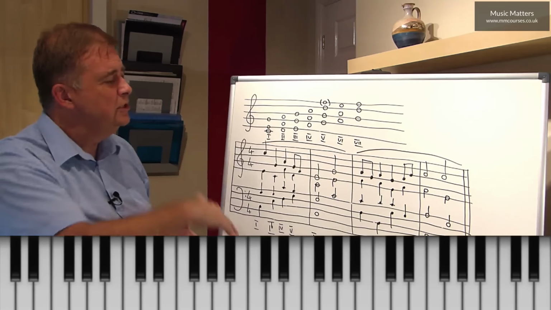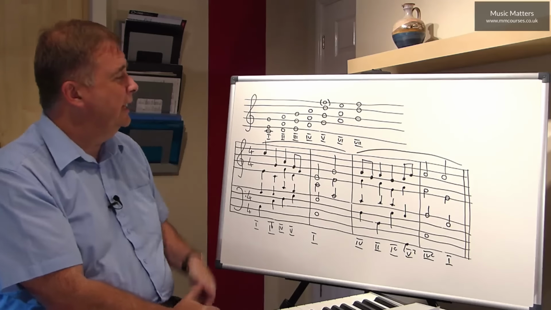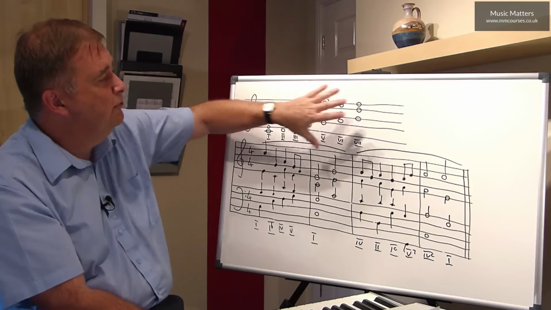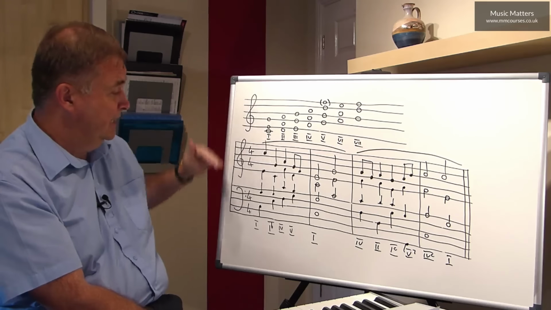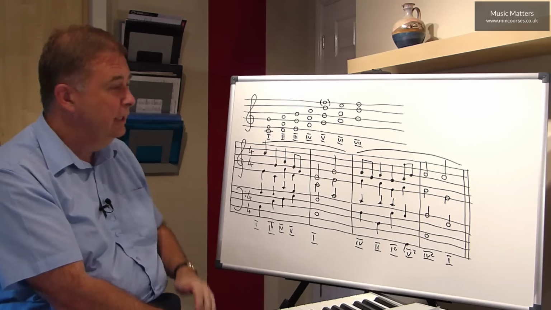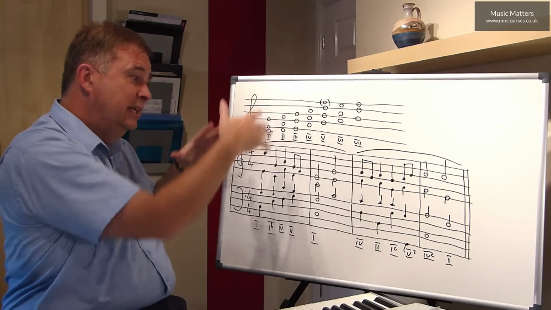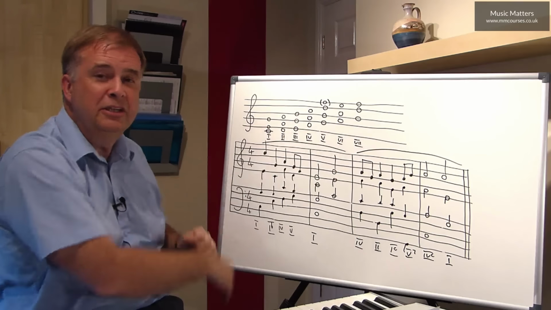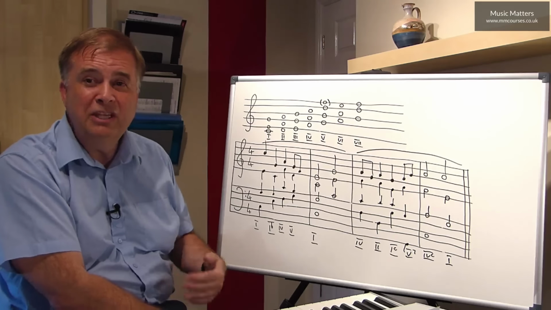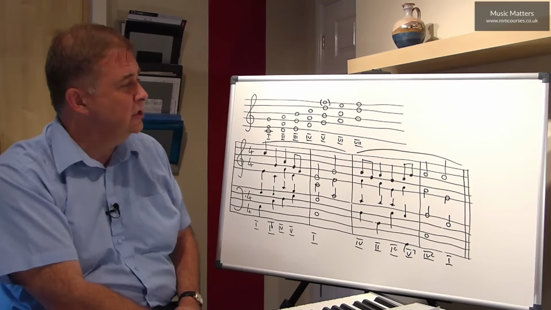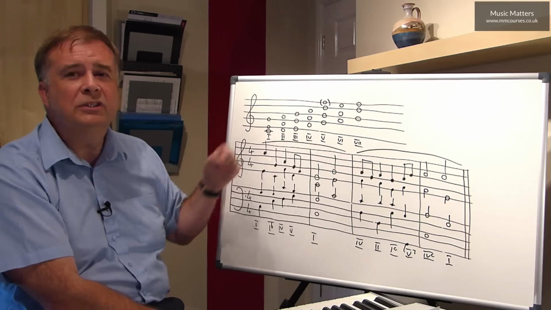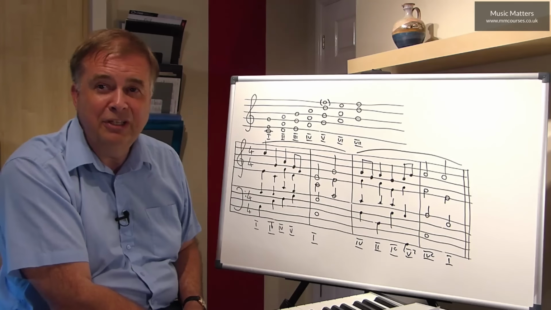So really what I'm trying to do here is just unpack how we would go from forming the triads in the key of the piece of music in which we want to work, and then how do we convert those triads into chords that are going to fit that melody. And we've seen that we've a range of possible options. We've always got three chords that will fit any given note.